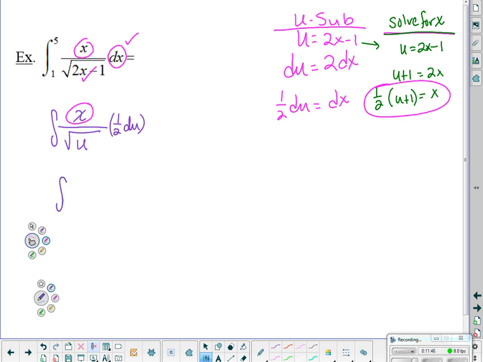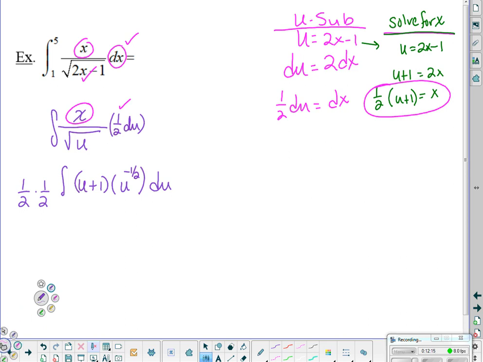All right, so x becomes 1/2, I could throw out front, of u plus 1. This u that's from the bottom, let's call that u to the negative 1/2. I have this 1/2 here, let's throw it outside. And then that gives me just du. So a lot of sorting going on there, right?